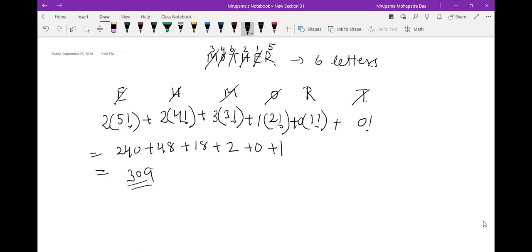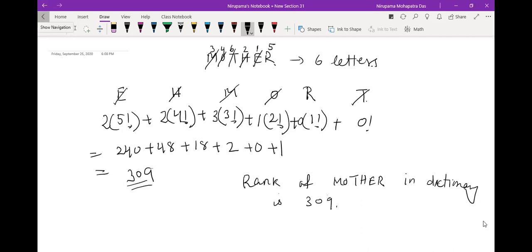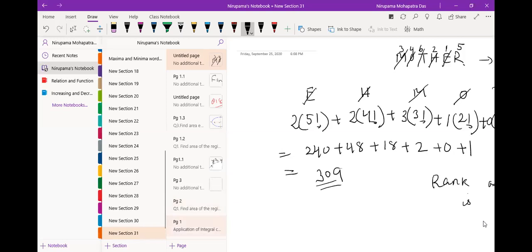It means the rank of the word MOTHER in the dictionary is 309. So the word MOTHER has the rank 309 in the dictionary. It's very easy, and with practice you can do it within some seconds. So one more, maybe I can show you the trick.